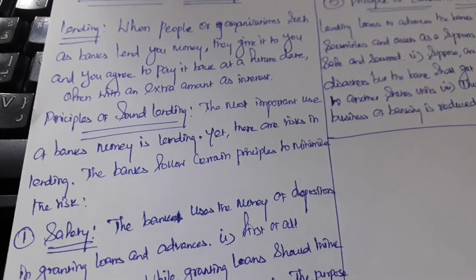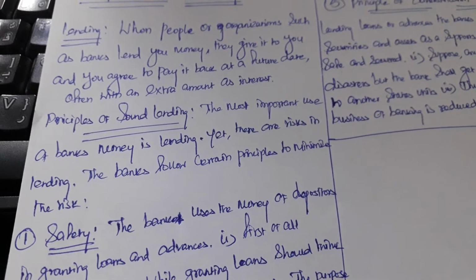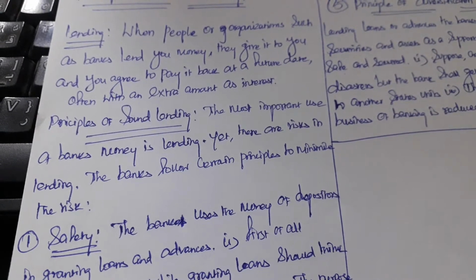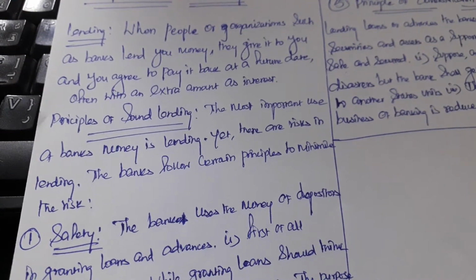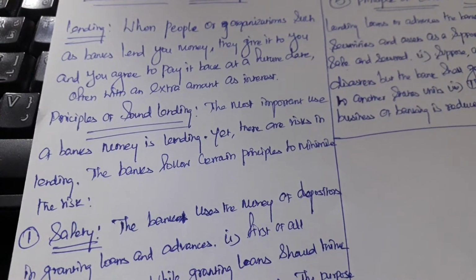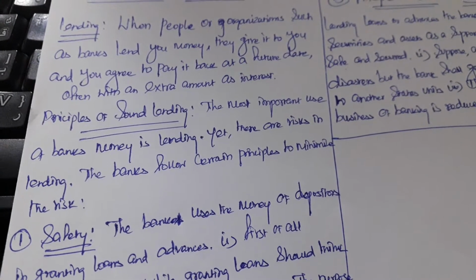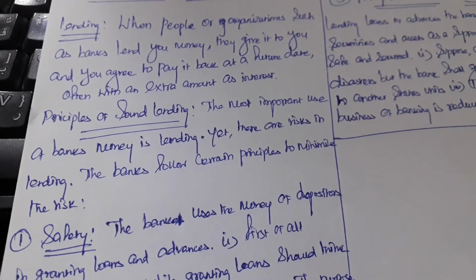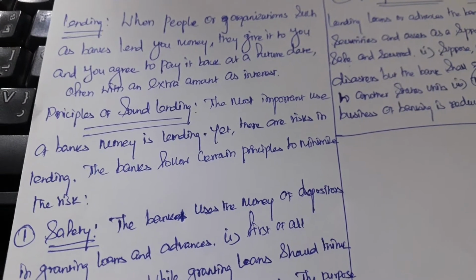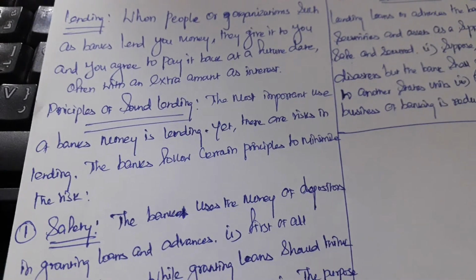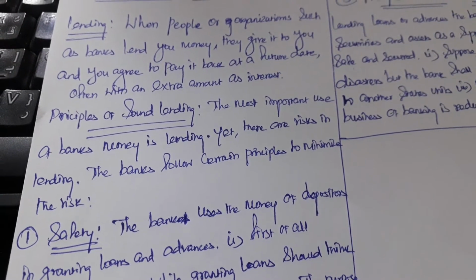Principles of sound lending. The most important use of banks' money is lending. Yet there are risks in lending. The banks follow certain principles to minimize the risk. Whenever the banker lends money to the borrower, a lot of risks are associated with it. So the banker should follow certain principles to minimize those risks.